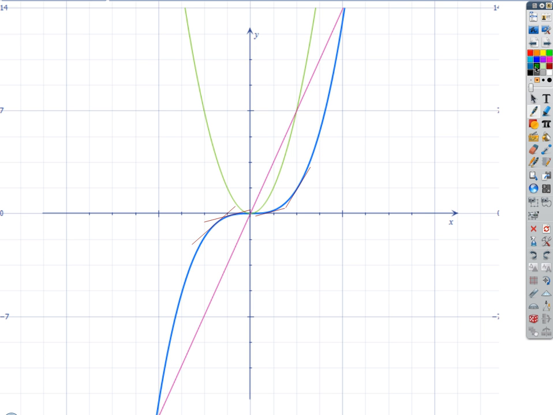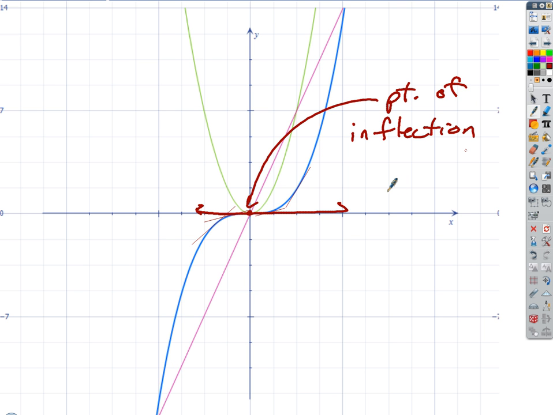Where it transitions, notice that the tangent line is neither above nor below, it's both, right? That's what we call a point of inflection, or an inflection point. It's where the tangent line is both above and below the curve. Okay? Make sense? All right.